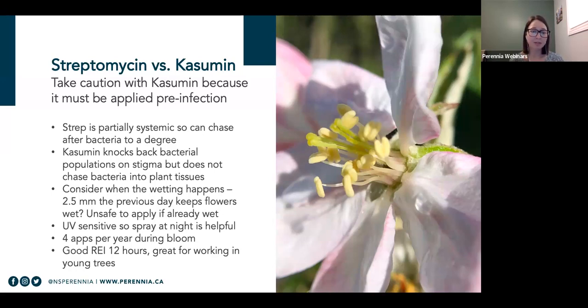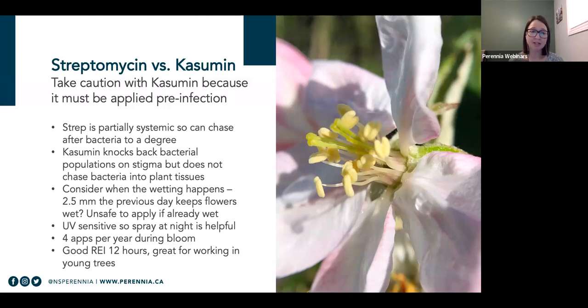But in the case of Kasumin, we rely on that only to knock back the bacterial population on the stigma. So it does not chase after the bacteria. You would not want to put on Kasumin if the wetting event has already happened and allowed that bacteria to get into the nectar pores. For example, it makes me really nervous if we're in a situation where we've got that carryover wetting event. The wetting happened the previous day, the flowers are still wet. I would be concerned about putting Kasumin on just in case the bacteria have already entered the nectar pores.